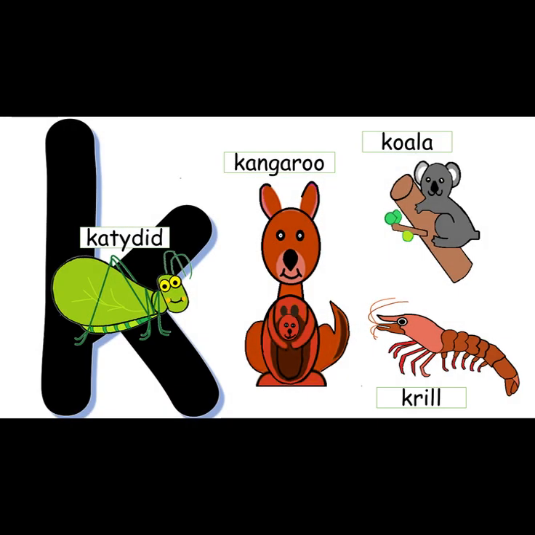We have some interesting characters for the letter K, so introduce them to the kids before the activities. Our green little guy is a katydid. Then we have a koala. And the thing that looks like it's crawling around is a krill. And of course, we have our kangaroo.